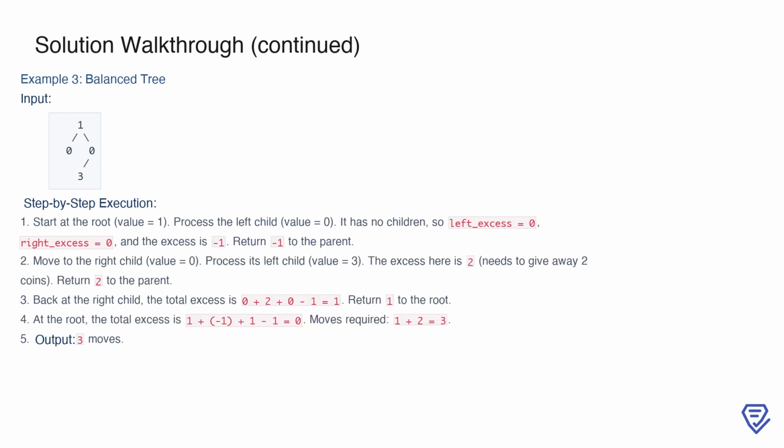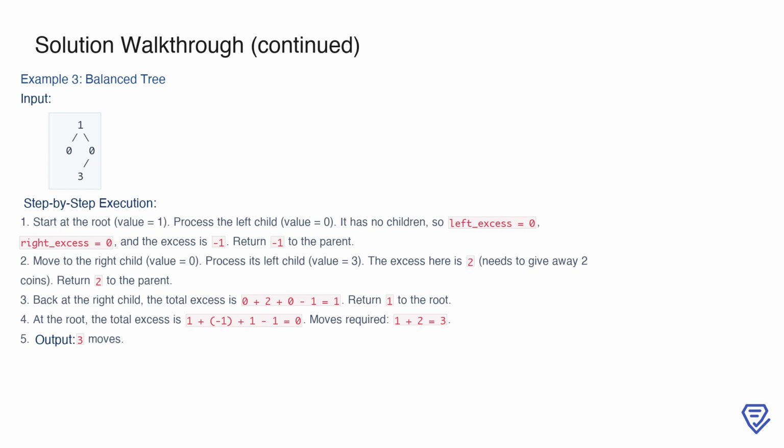In this final example, we have a binary tree. The root has 1 coin, its left child has 0 coins, and its right child has 0 coins. Additionally, the right child has a left child with 3 coins. Starting at the root, we first process the left child, which has no children. Its excess is minus 1, as it needs 1 coin. We return minus 1 to the parent.